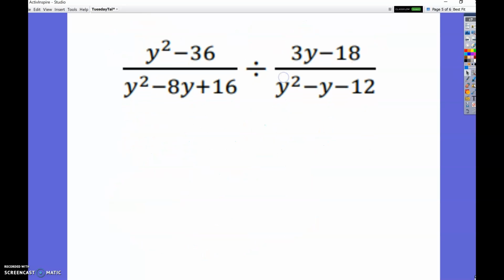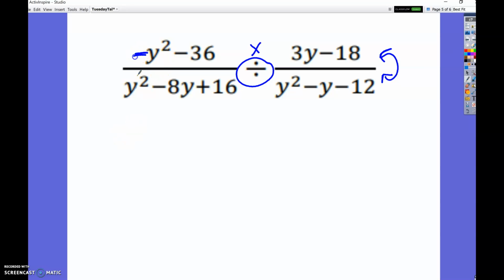Division is really just multiplication with a flipped fraction. Maybe you've heard of dividing as multiplying by the reciprocal, and that's the case. When you see this division sign, you can turn it into a multiply as long as you flip-flop these two. So I'm going to factor as well as do that flip-flop on the right side when I get there.